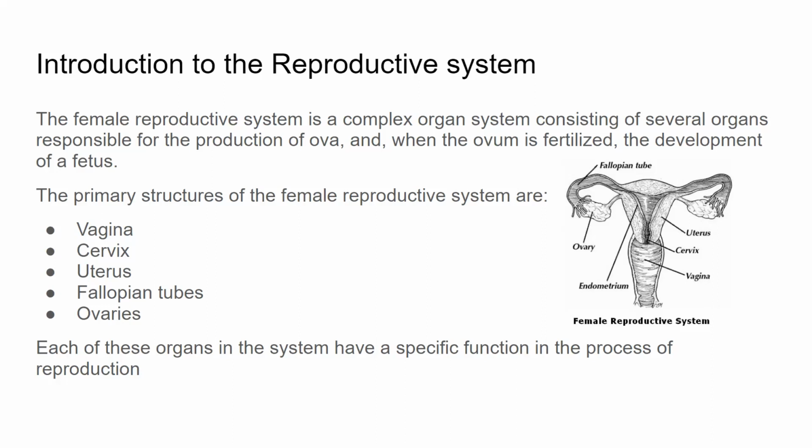The uterus provides a safe environment for the fetus to develop during pregnancy. It is also where the egg will implant once it is fertilized. The fallopian tubes transport the ova from the ovaries to the uterus. It is also the site of fertilization for the egg. The ovaries produce ova, or egg cells, which are the female gametes, which are fertilized by the sperm and eventually develop into a fetus.